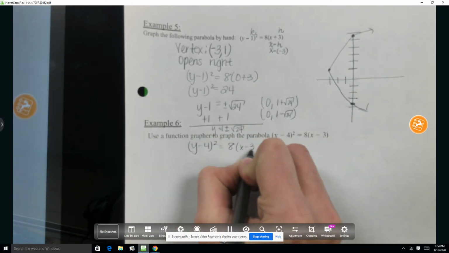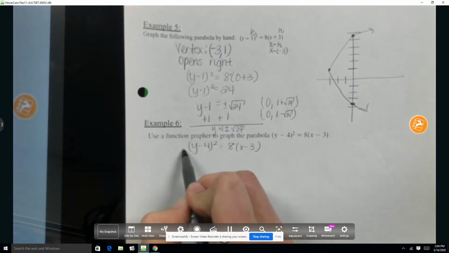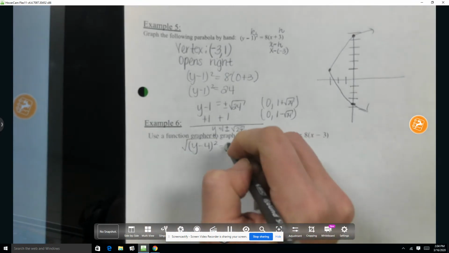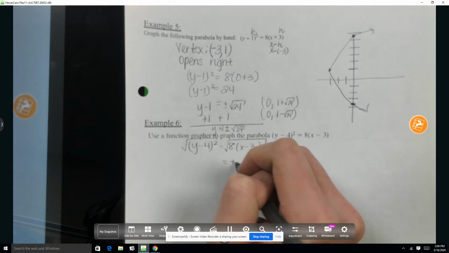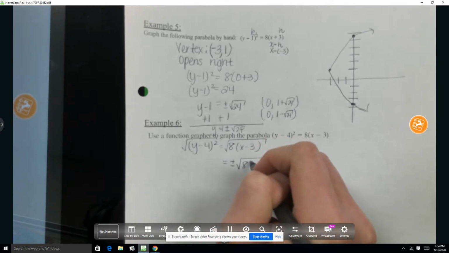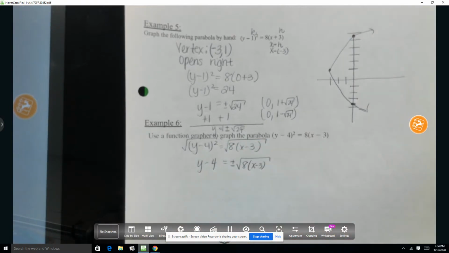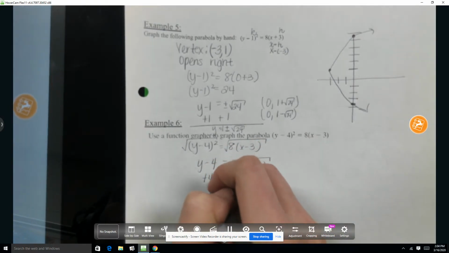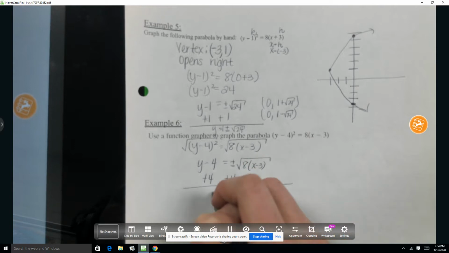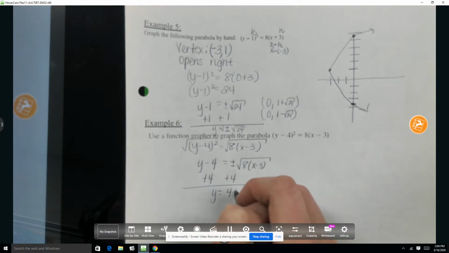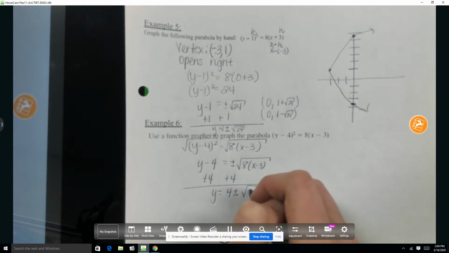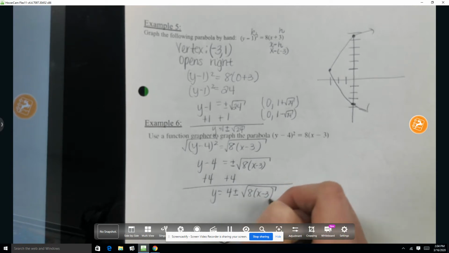In order to solve this equation for y, since this side is squared, you're going to have to take the square root of it. Remember, when we take the square root, we get plus or minus the square root of 8(x - 3) equals y - 4. Then to solve for y, we're going to add 4. So we have y = 4 plus or minus the square root of 8(x - 3).